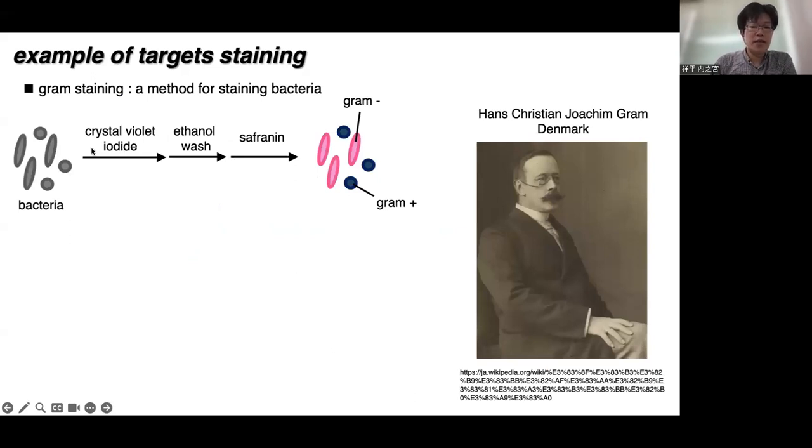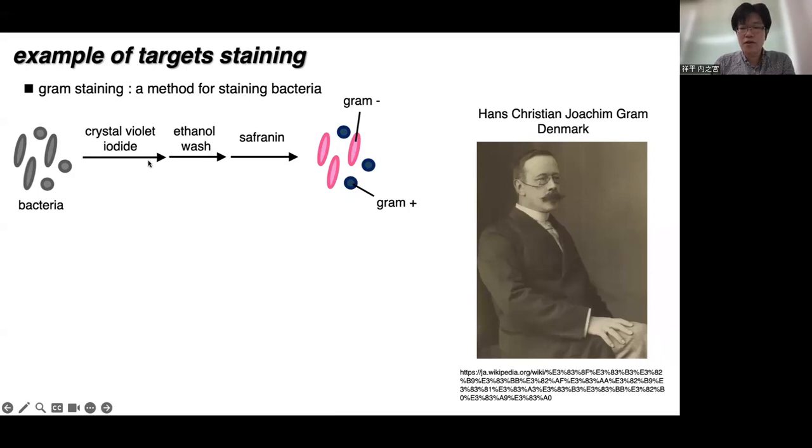One of the famous staining techniques is maybe the Gram staining. This is a method for staining bacteria. This technique was developed by Hans Gram in Denmark. In this method, the bacteria are stained with crystal violet iodide, which is the staining dye. After an ethanol wash, the bacteria are also stained by safranin. The cells stained by the crystal violet iodide show a blue color, and the cells stained with safranin show a pink color.